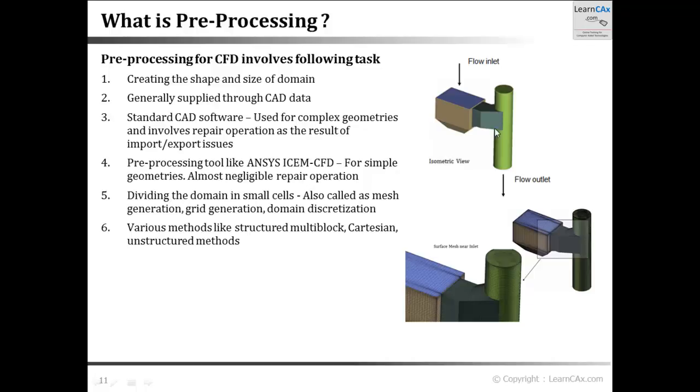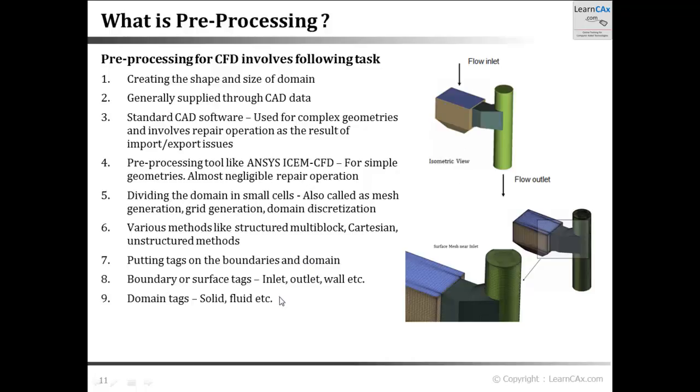Most of the time, the geometries are complex, so we cannot use simple mesh techniques. So we have to use some complex meshing techniques in order to cover this model in a detailed and accurate manner. After the mesh, we put tags on the boundaries like inlets, outlets, etc. And then we feed the model into the solver software, which, if we are using any of the Ansys software, will be Fluent or CFX. So this entire process is called pre-processing.